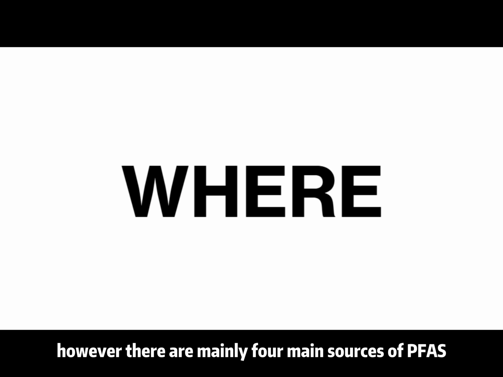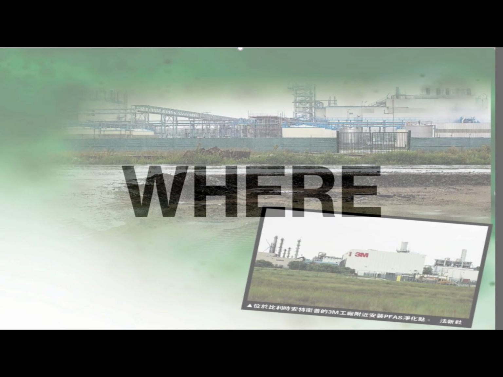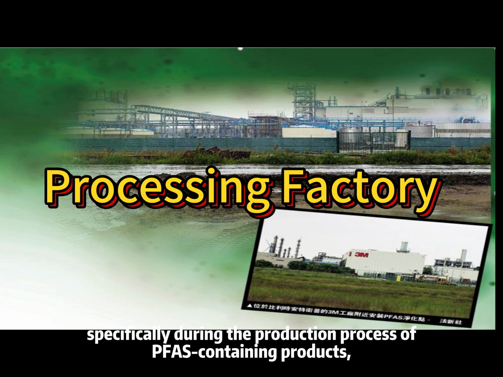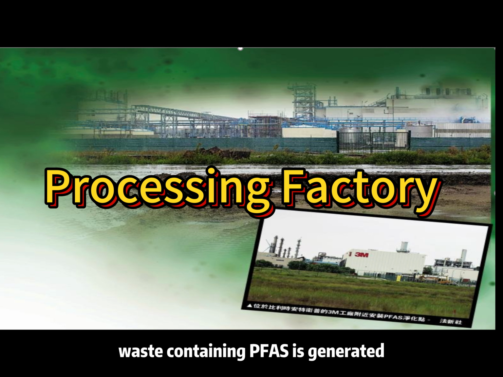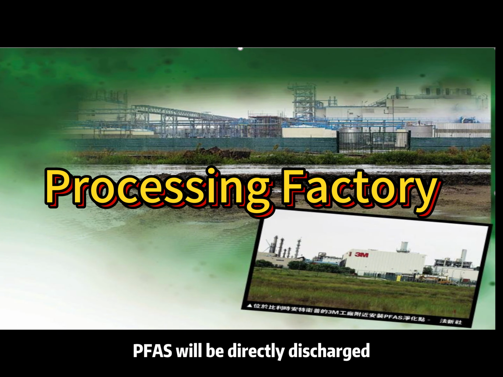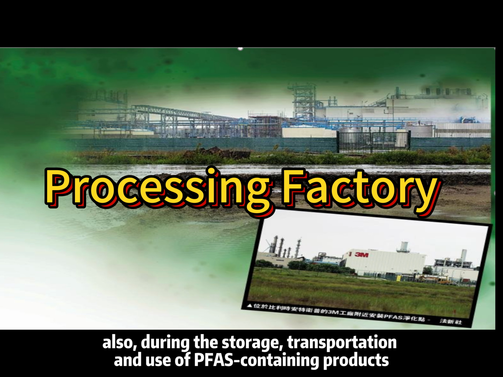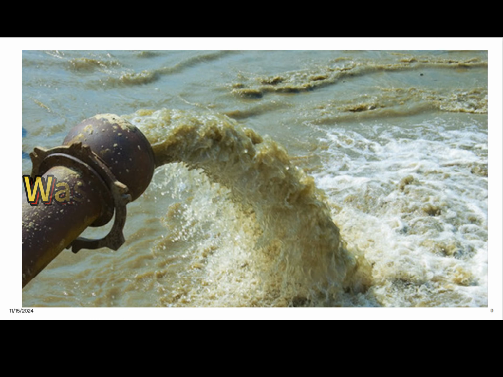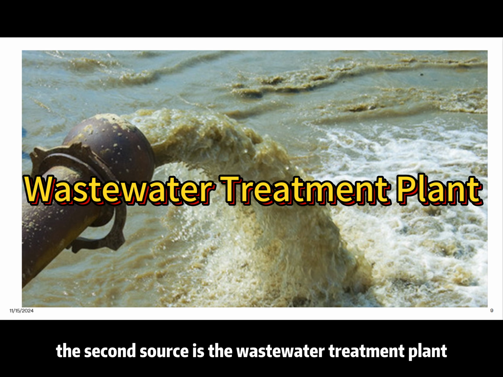So where do they really come from? There are mainly 4 sources of PFAS. One of the main sources is the PFAS processing factory. Specifically, during the production process of PFAS-containing products, waste containing PFAS is generated. If the environmental protection facilities are poor or not properly operated, PFAS will be directly discharged. Also, during the storage, transportation, and use of PFAS-containing products, if the packaging is damaged or leaks, the PFAS-containing products will be released. The second source is the wastewater treatment plant.